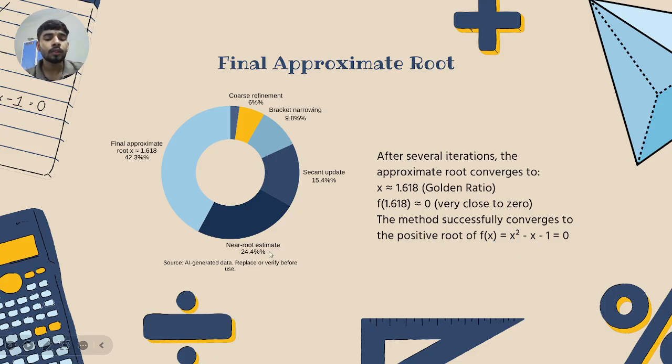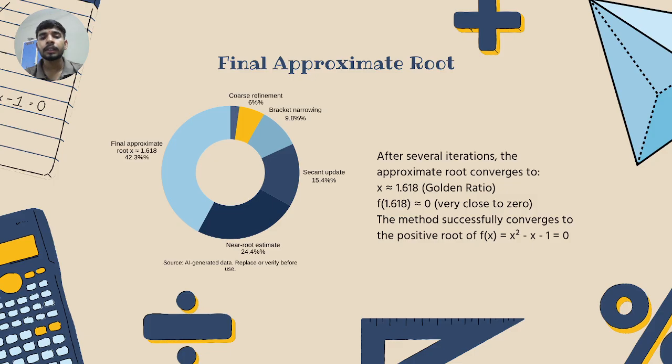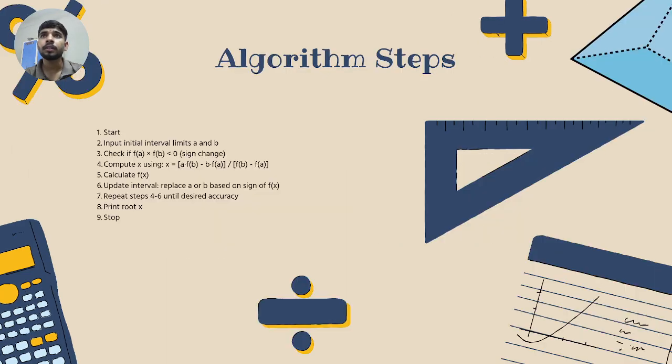Now near root estimation is 24.4, secant updation is 15.4, and you can go through all this data. Final approximation is 42.3, which is good as compared to the bisection method. Also it only takes 3 iterations, as you see, and the bisection method takes around 7 iterations for the same value. And if we increase our error approximation, then it will increase all the things.